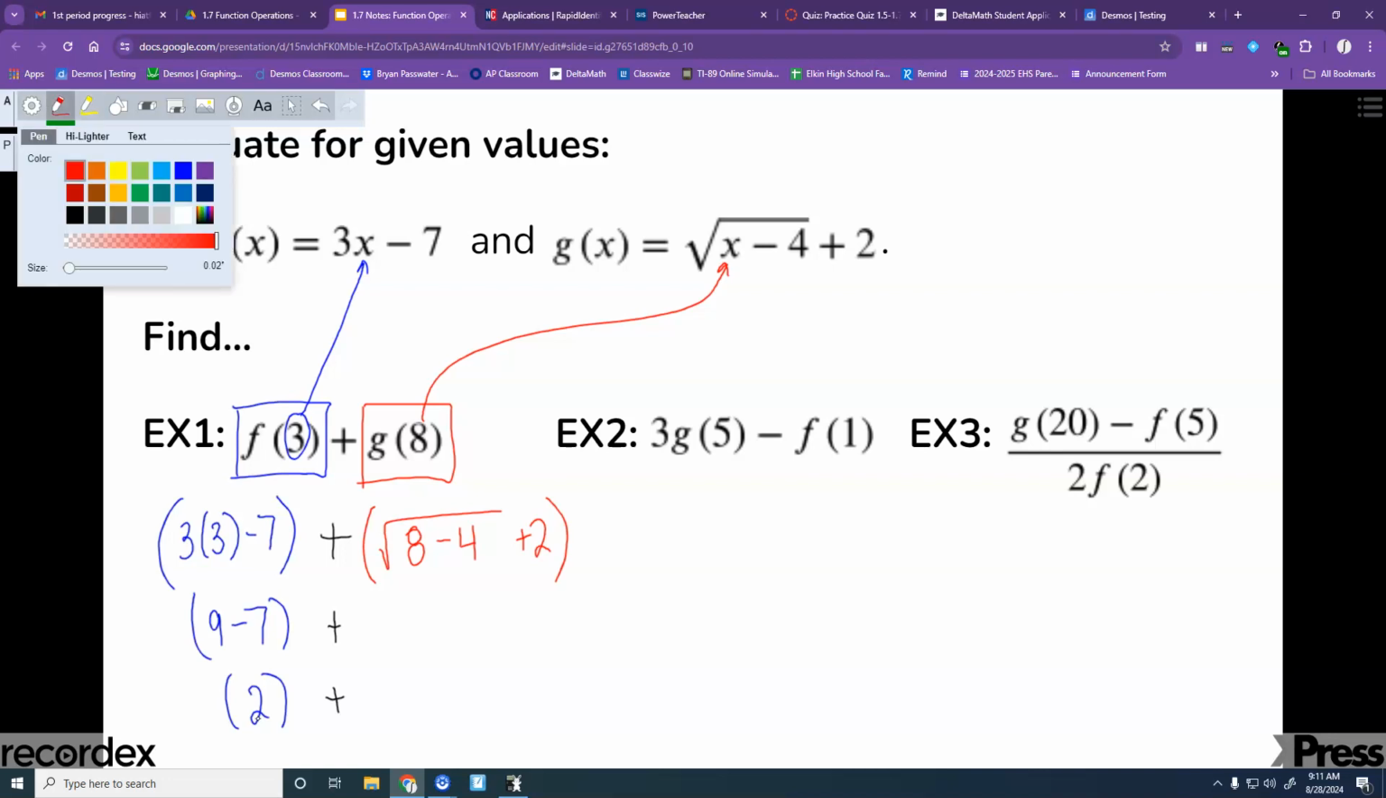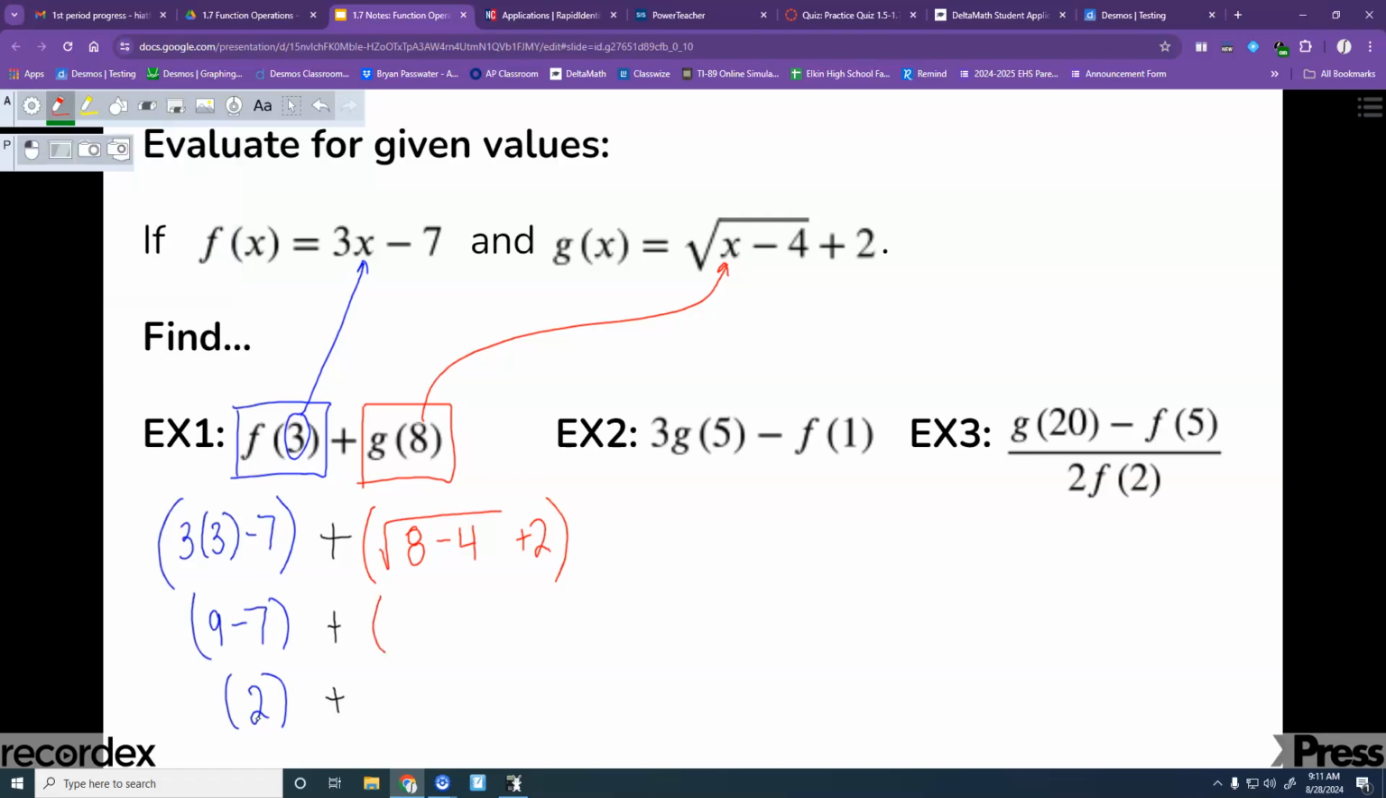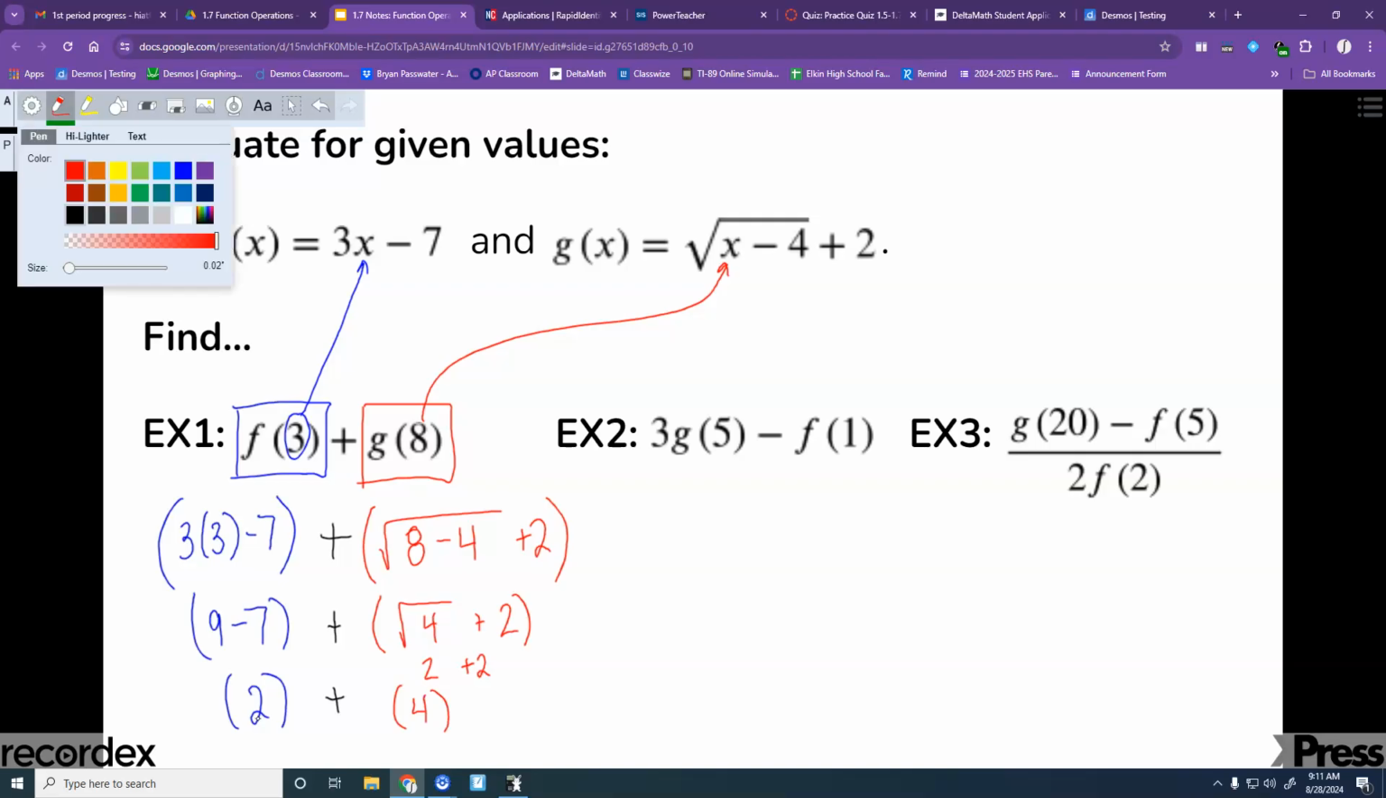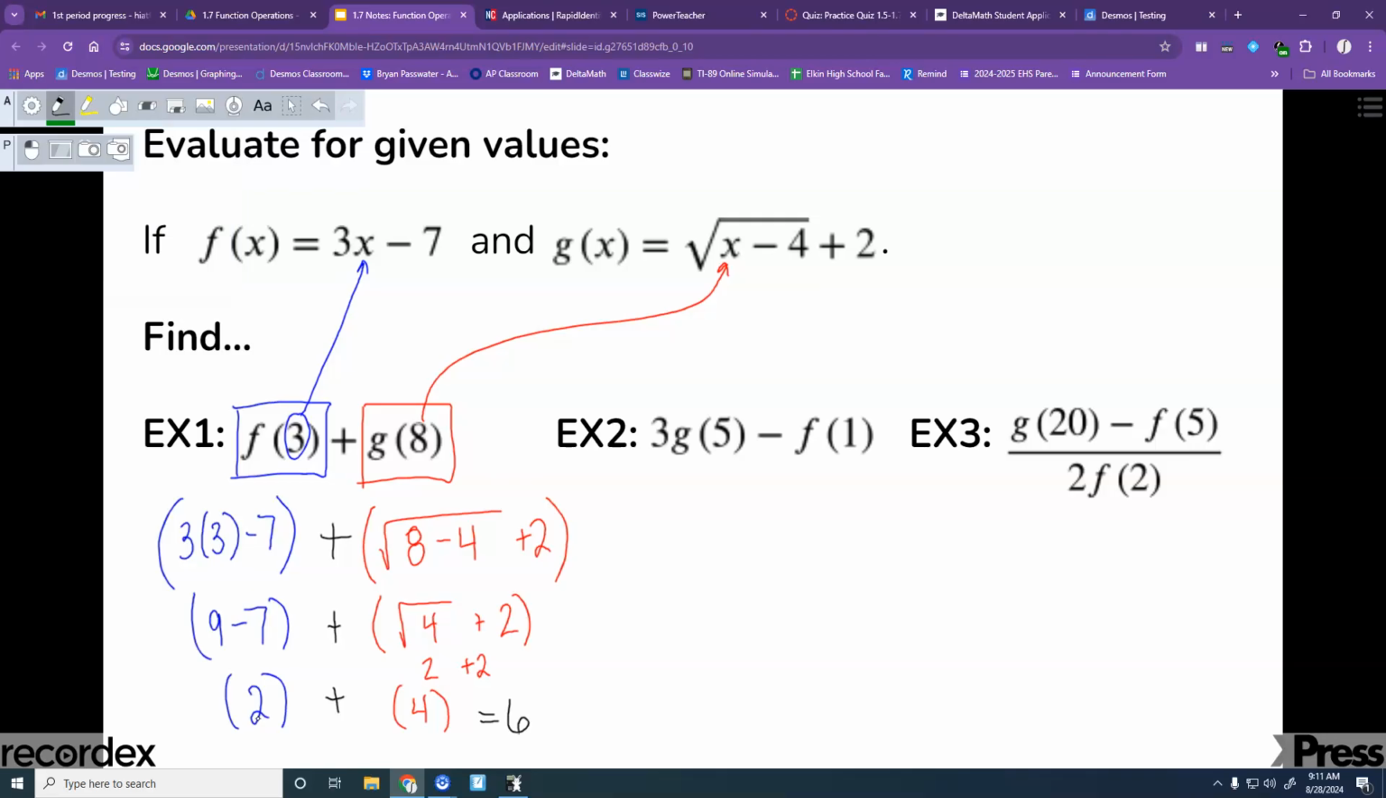And then let's go over here and do the red. So I have to subtract first. That's going to give me the square root of 4 plus 2. What is the square root of 4? 2. So that's just 2 plus 2. That's going to give me 4. Right? And then I just need to add them together. 2 plus 4 is going to give me 6. So 6 would be my final answer there.